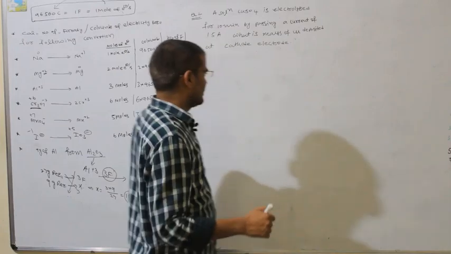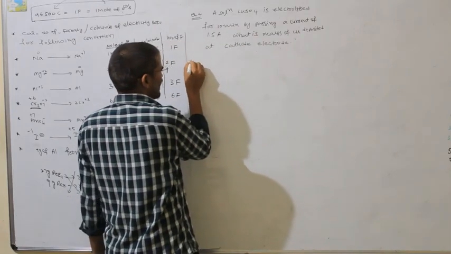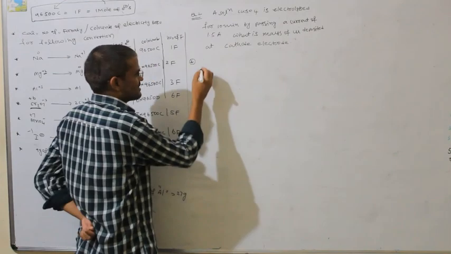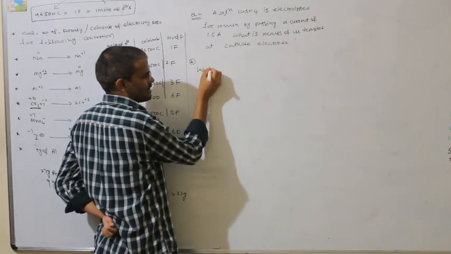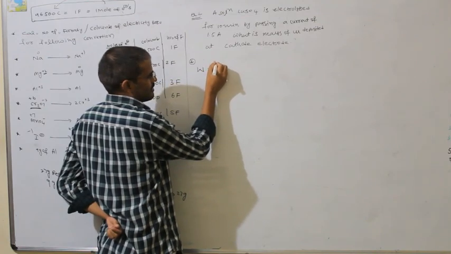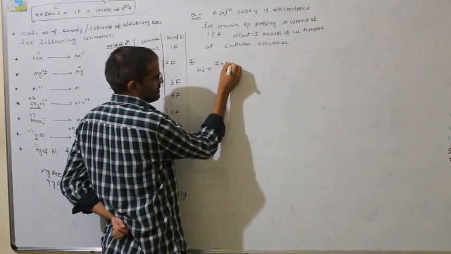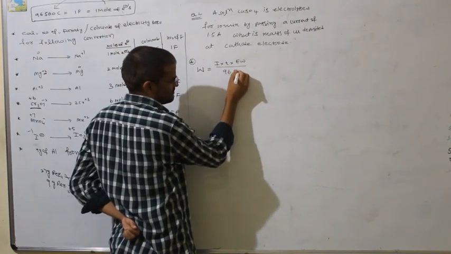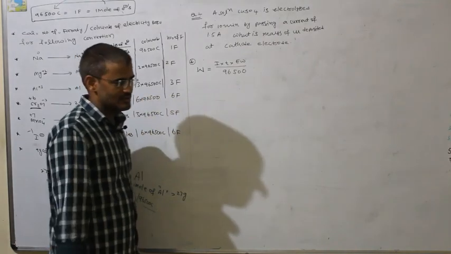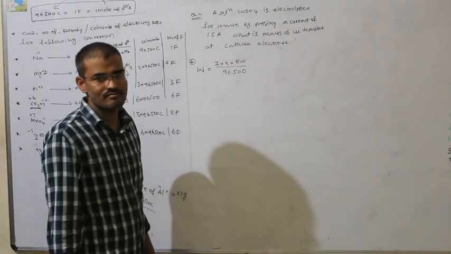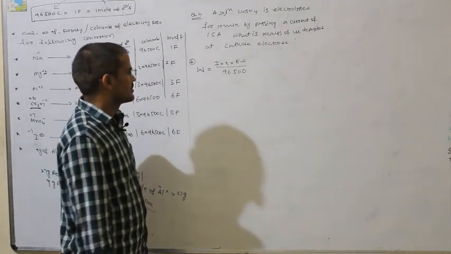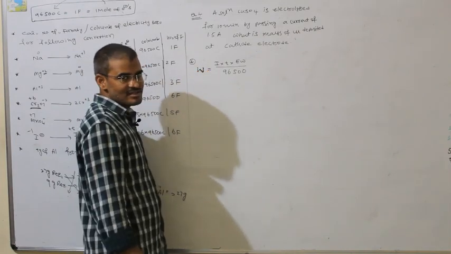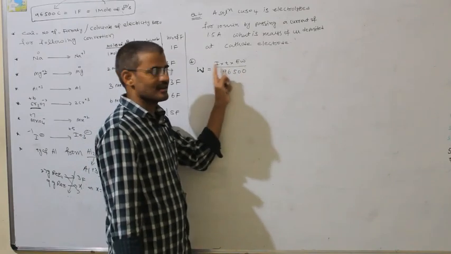So one method is from the formula which I have derived from the first law and second law. From the first law and second law, what is the formula we got? W is equal to I into T into equivalent weight by 96500. This is the one formula I have given. So from here we need the weight of the substance deposited, and for that we need these three data.